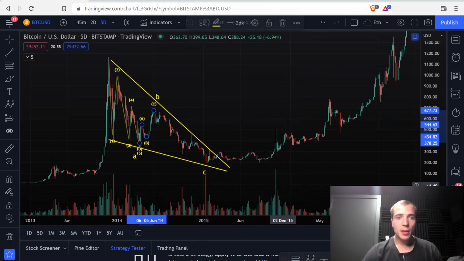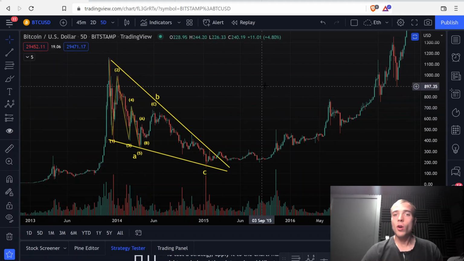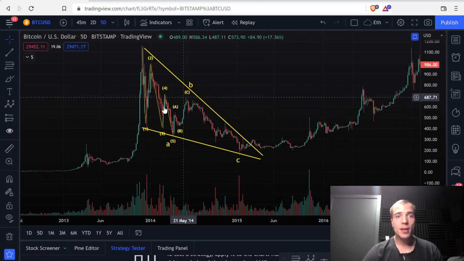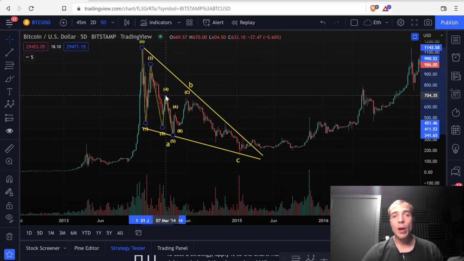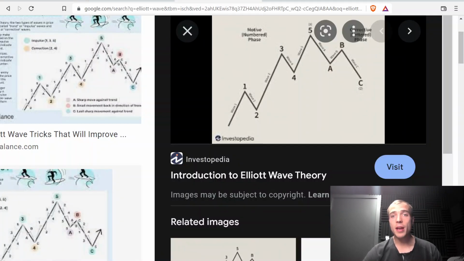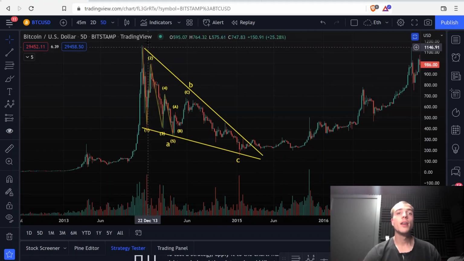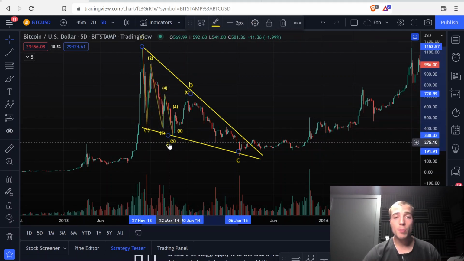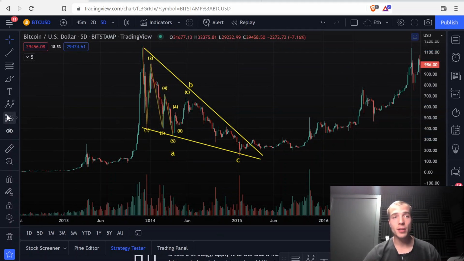Now I'd like to elaborate here for a second. Whenever you're counting bullish waves, whenever you're counting in an uptrend, it's illegal for wave 4, according to Elliott wave rules, to retrace into wave 1. But if you're counting a correction, if you're counting subwaves in a correction, it's not illegal for that to occur. So you can see that we have this 1, 2, 3, 4, 5. These waves can retrace into each other because they're subwaves inside of a correction.